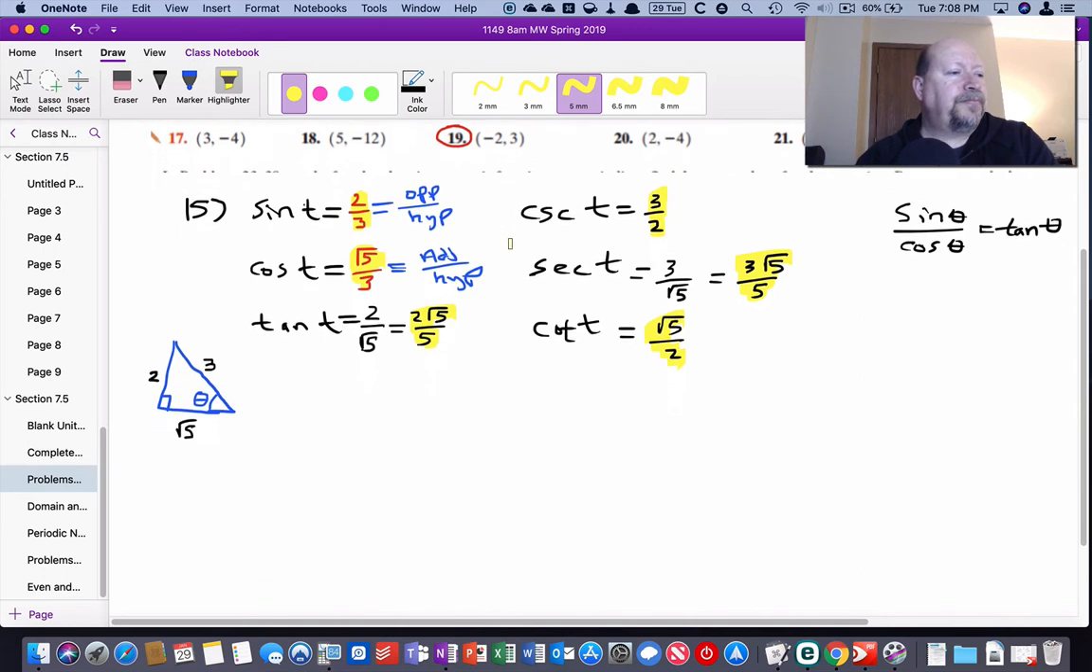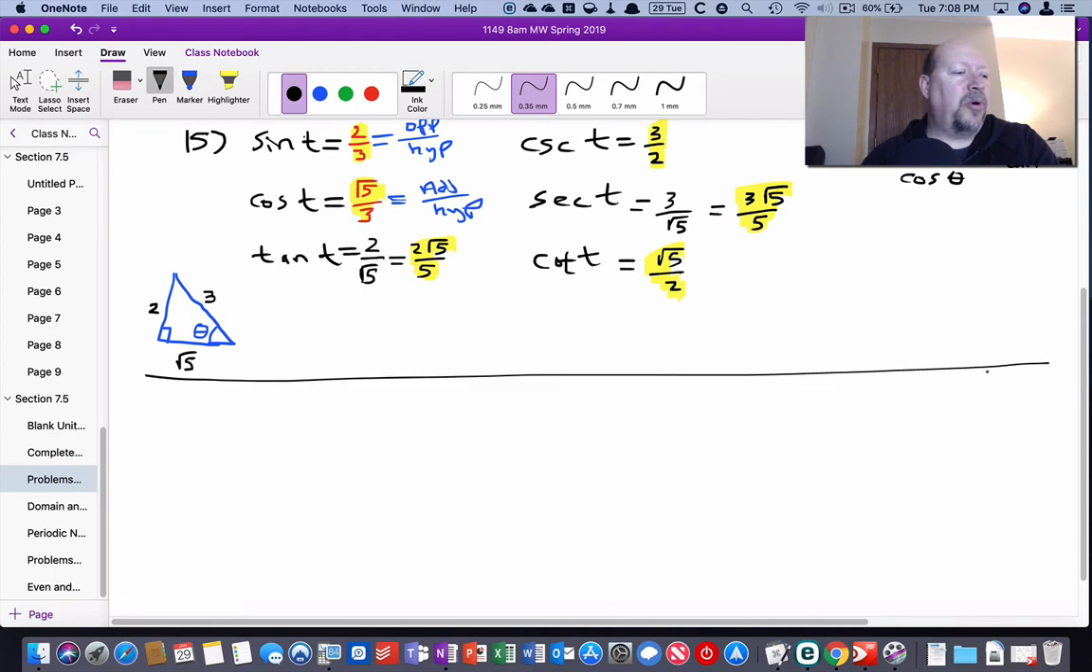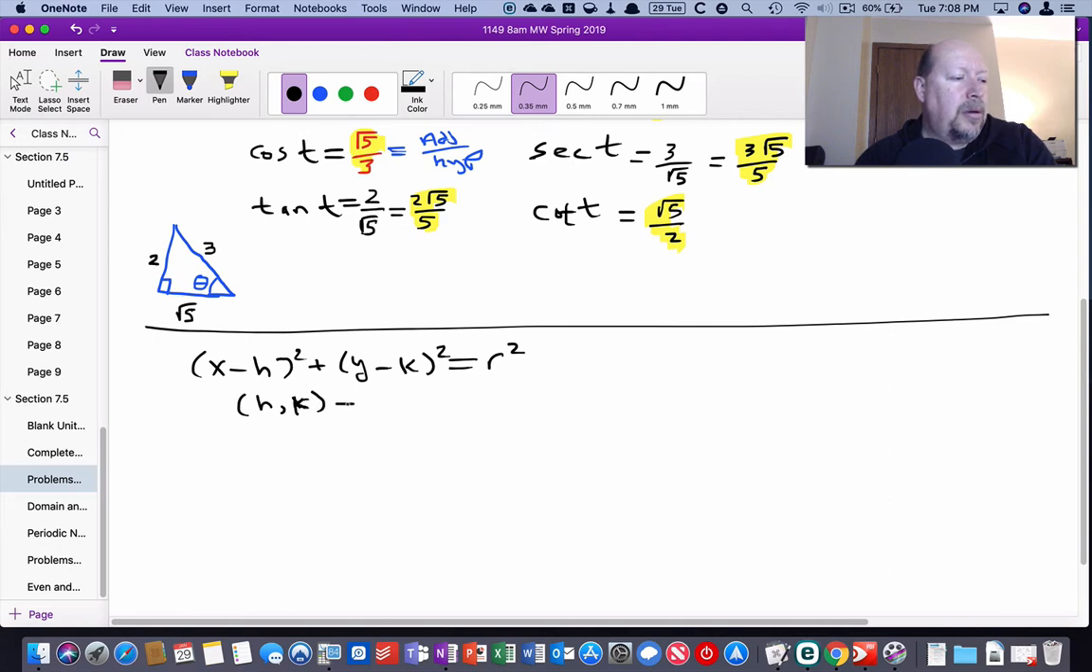But let's go ahead and just talk real quickly about something that you should remember from a college algebra course, and that is the standard form for a circle: x minus h squared plus y minus k squared is equal to r squared. That is the standard form for a circle, where (h, k) is the center point and r is the radius.